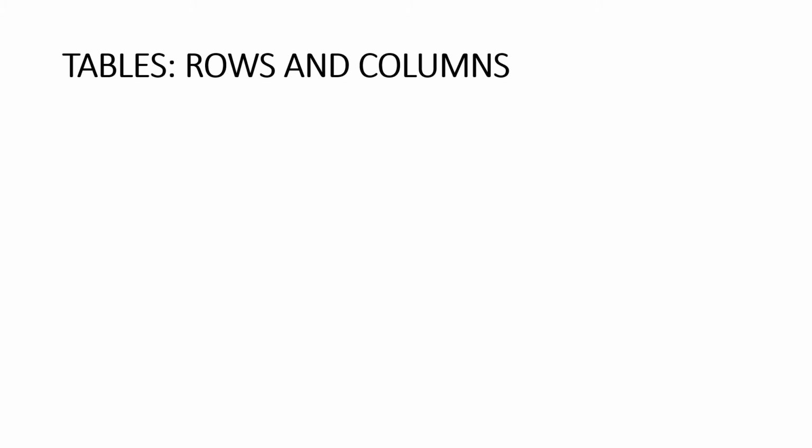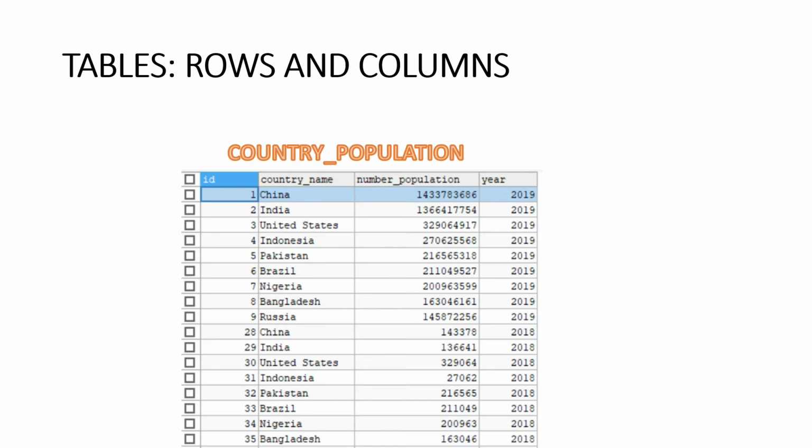If we talk in more detail about rows and columns, this is a table named country population. The first column is ID, the second column is country name, the third column is number of population, and the fourth column is year. It has 35 rows, and in the first row the country name is China, its population is this figure, and its year is 2019. Then India, with its figure and value. So these are the concepts of the table, and each table has multiple rows and columns. Hope you understand the concept of a table.